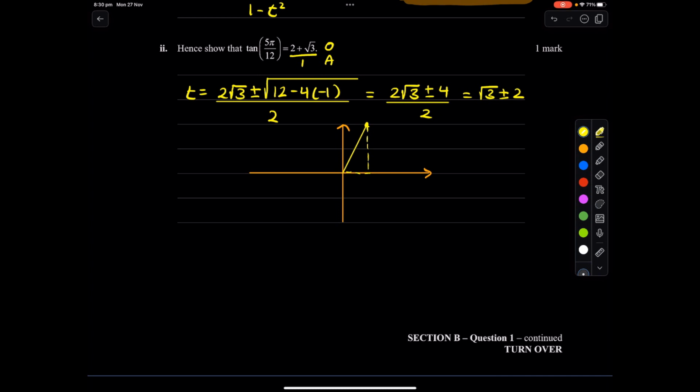Well, imagine this is our theta, this is our opposite, and this is our adjacent. So what do we know about our opposite and adjacent? They must both be positive. If it's 75 degrees over here, 5 pi over 12, this over here and this over here must be positive. So for a fact this over here is just 2 plus root 3, our opposite, and here is just 1, both of them must be positive. So that's why we only take the positive answer. So t must equal 2 plus root 3. That's it.